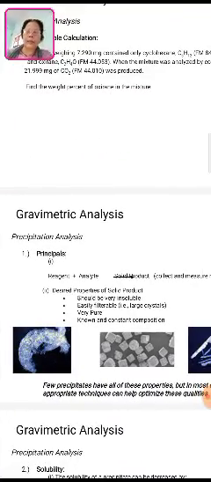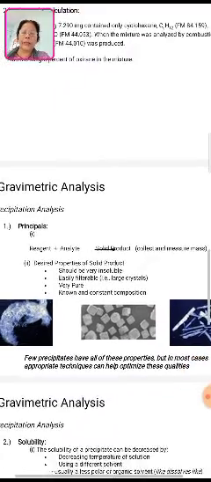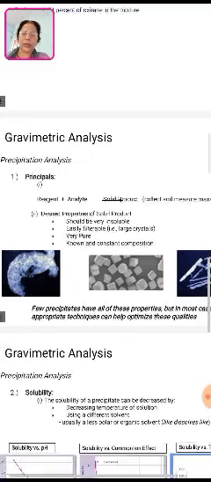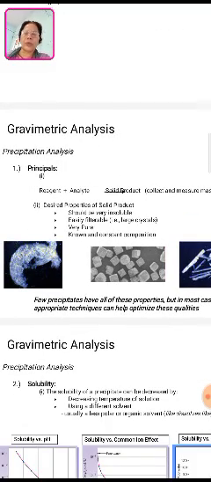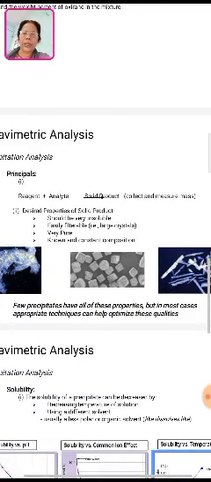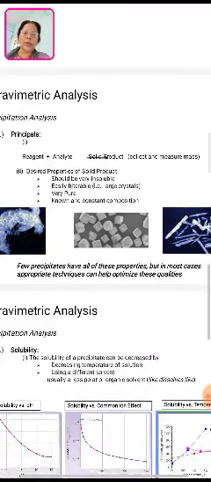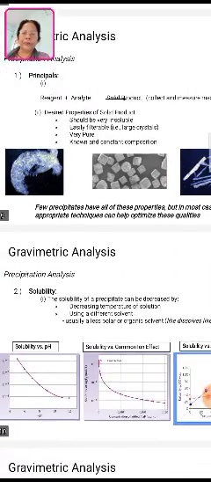Now the next method, precipitation analysis. The principle is reagent plus analyte, forming a solid product which we collect and measure its mass. Desired properties of the solid product: it should be very insoluble, easily filterable, that is large crystals, very pure, and of known and constant composition. So that is the importance of gravimetric analysis. Few precipitates have all these properties, but in most cases appropriate techniques can help optimize these qualities. So day by day it is improving.